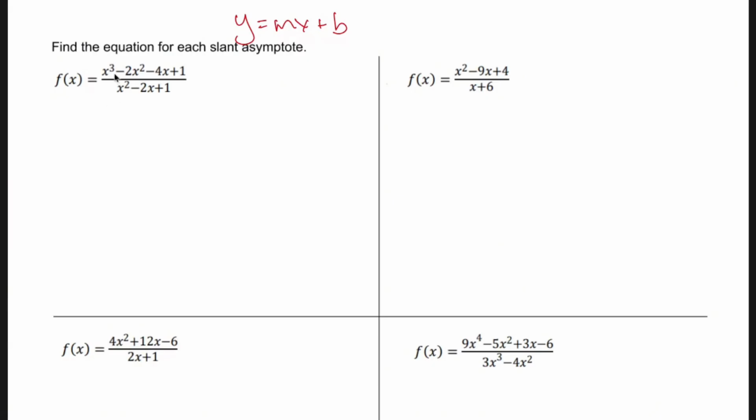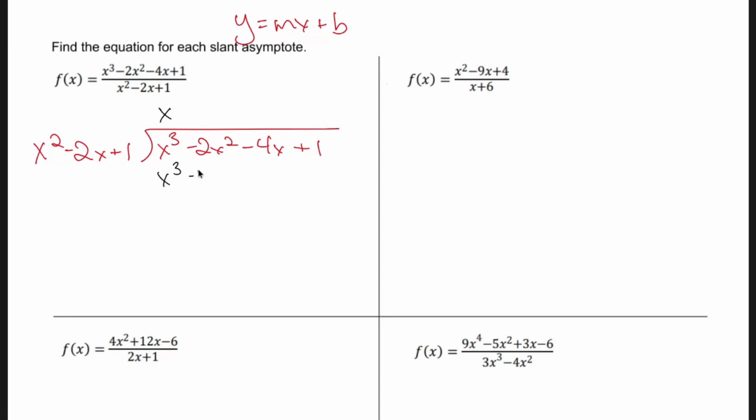You have a slant asymptote because the degree in the numerator is 1 more than the degree in the denominator, so we can proceed. We've got x squared minus 2x plus 1, and we're going to divide into x cubed minus 2x squared minus 4x plus 1. Everything is in order. X squared times what is x cubed? Just x. Take that x and multiply it to everything. X cubed minus 2x squared plus x.